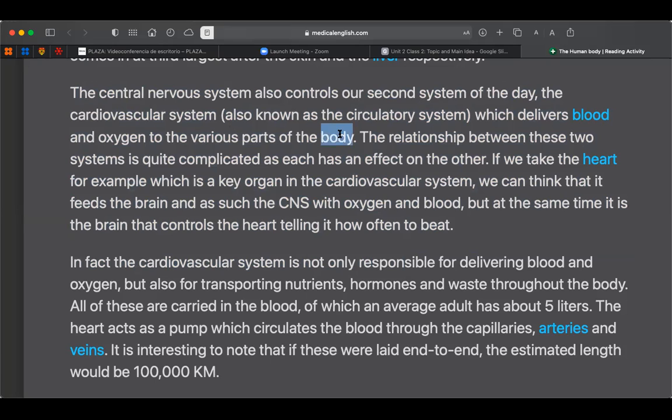Until body. The central nervous system also controls a second system, the cardiovascular system, also known as the circulatory system, which delivers blood and oxygen to the various parts of the body.